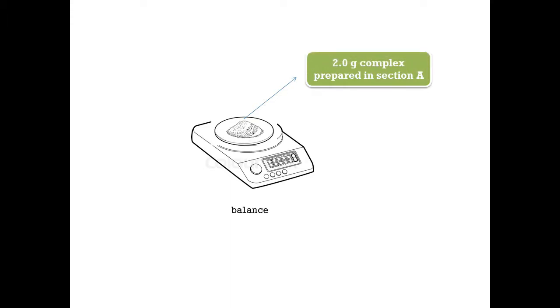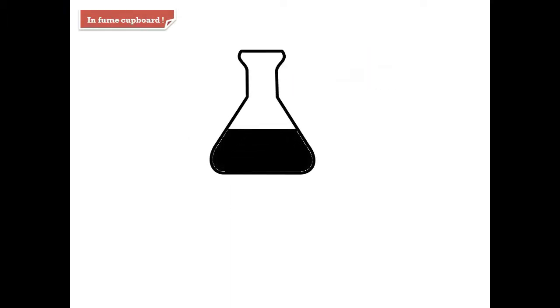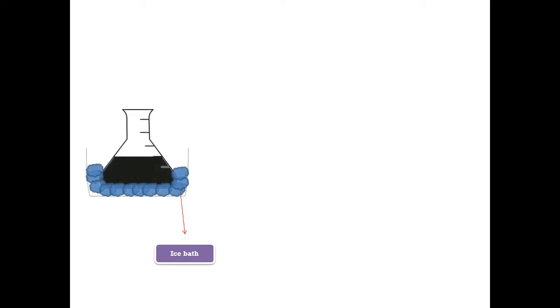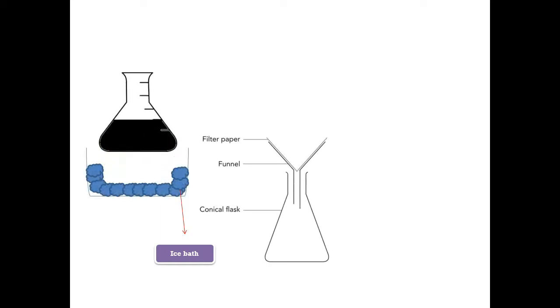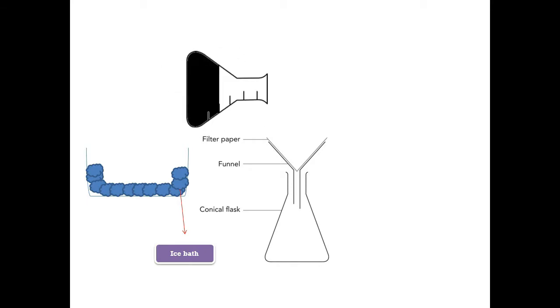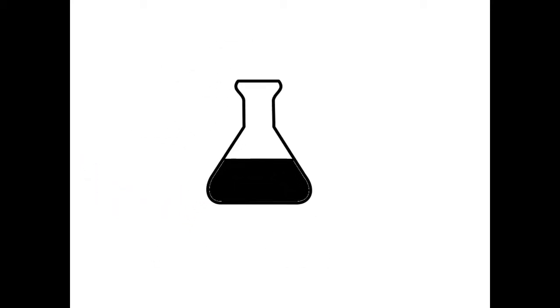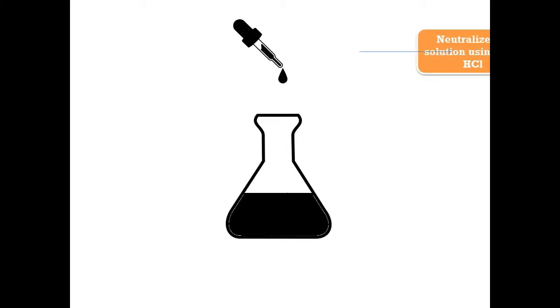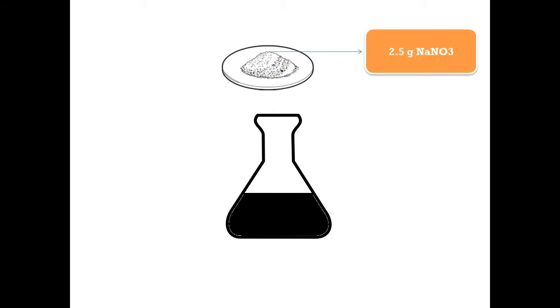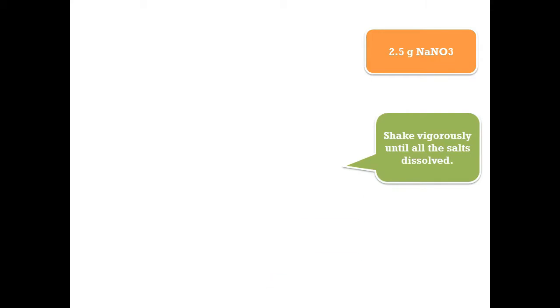Synthesis of nitritopentaamine chlorocobalt trichloride. Weigh 2 gram of the complex prepared in section A and transfer to a 250 ml conical flask containing 35 ml water and 2.5 ml concentrated ammonia. Heat and stir the mixture. Cool and filter the solution. Neutralize the solution with 12 molar HCl. Add 2.5 grams sodium nitrite and shake the flask vigorously.